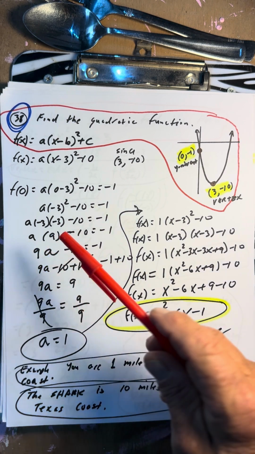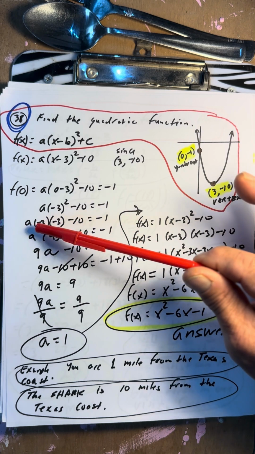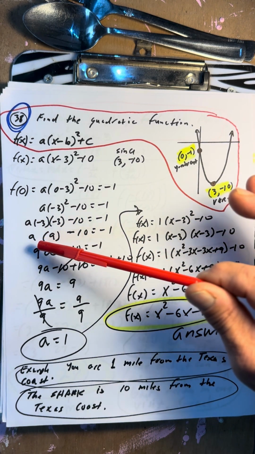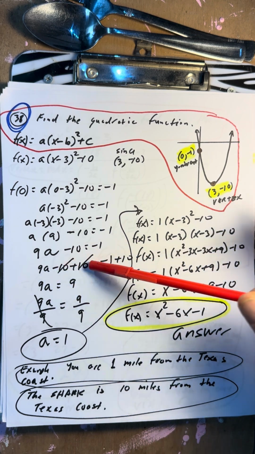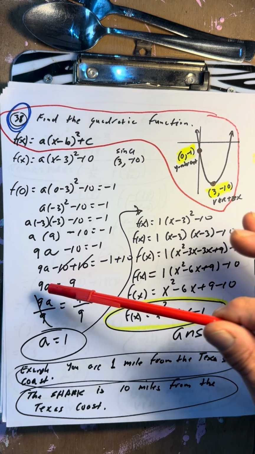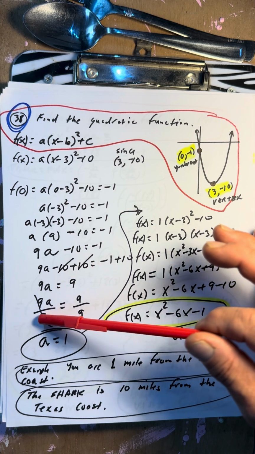I mean 81, sorry. 9a, this is 9a. So 9a minus 10 equals negative 1. So now what are we going to do? Add 10 to both sides. Boom, these are gone. 9a equals 9, divide by 9, divide by 9.